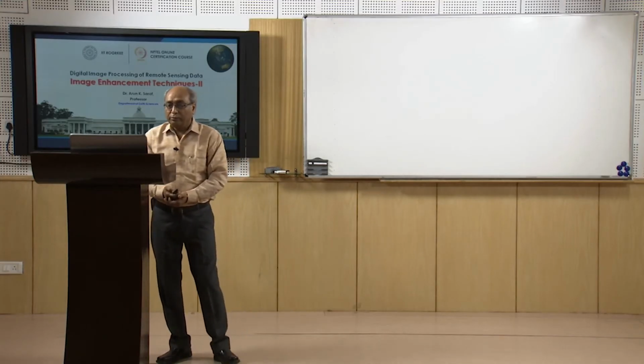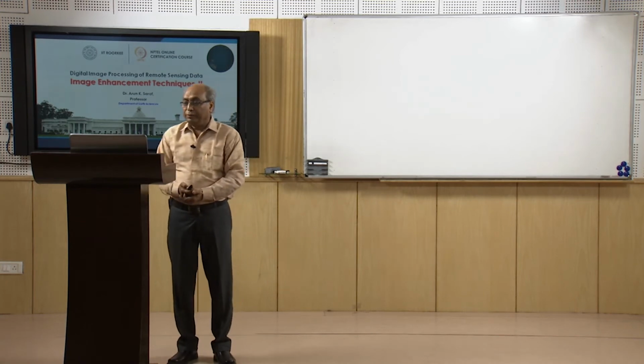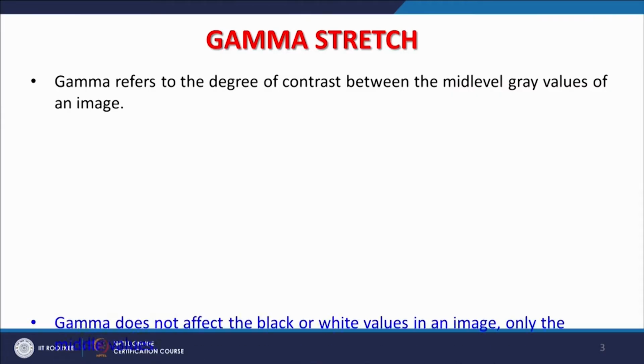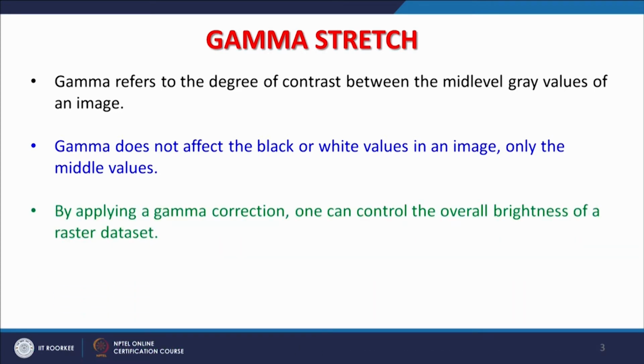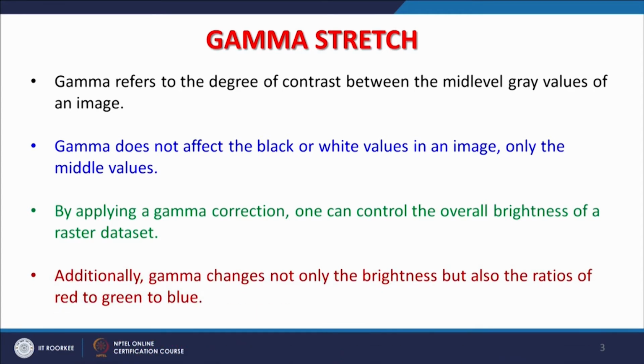Gamma stretch: gamma refers to the degree of contrast between the mid-level gray values of an image. Gamma does not alter the black or white values, only the mid values. Because this is a non-linear stretch, it need not follow the linear relationship. By applying a gamma correction, we can control the overall brightness of a raster data set. Very soon we will see some examples of these stretches.